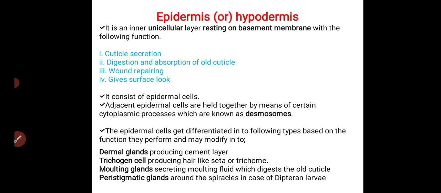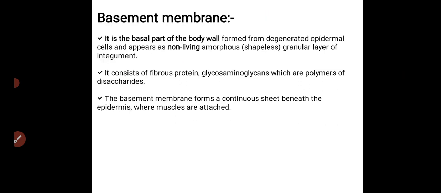The epidermal cells get differentiated into the following types based on the function they perform and may modify into dermal glands producing cement layer, trichogen cells producing hair-like setae or trichomes, molting glands secreting molting fluid which digests the old cuticle, and peristigmatic glands around the spiracles in the case of dipteran larvae.